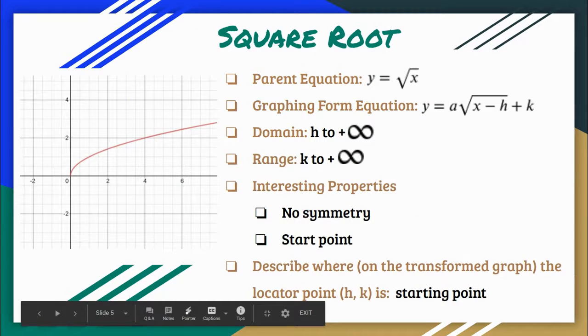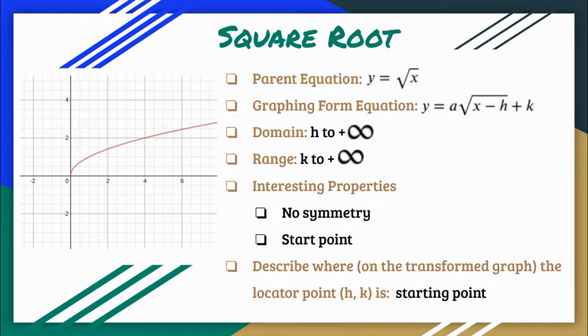For our square root function, the parent equation is there along with our graphing form. Your domain is always the h value to positive infinity. Your range is the k value to positive infinity because it's always going in the right direction. There's no symmetry here, but there is a starting point, and specifically our h comma k is the starting point of this graph.